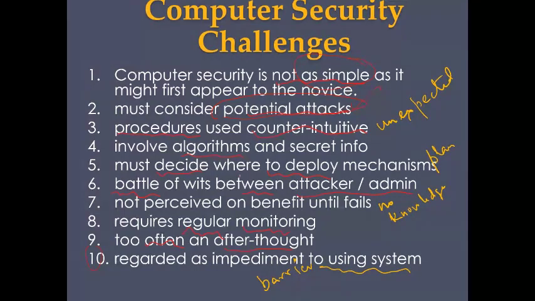Let's move to the next one. Procedures are used as counterintuitive. So in IT security, all those procedures are counterintuitive, meaning unexpected, as I told you. Security breaches can happen anytime, anywhere. Also, it involves, most of the time, algorithms. Security algorithms can be found each and everywhere. The next thing is that security challenges must decide where to deploy the mechanism, the plan to fight against security breaches, and also the battle. It can be considered a battle between the attackers and the users or administrators. This is also one of the scenarios.